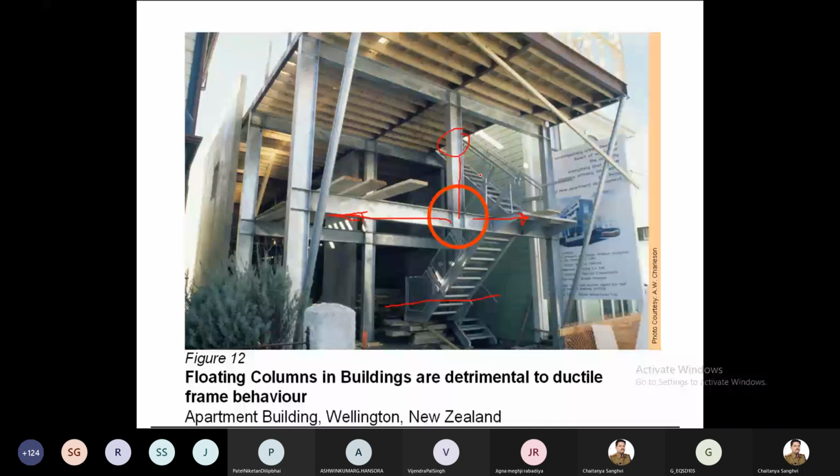Suppose a column is here; if the column is here, definitely this will perform much better as compared to the case where the columns are supported on the lateral beams, right? So it is a poor design, I tell you, and it is not going to perform well during the earthquake.